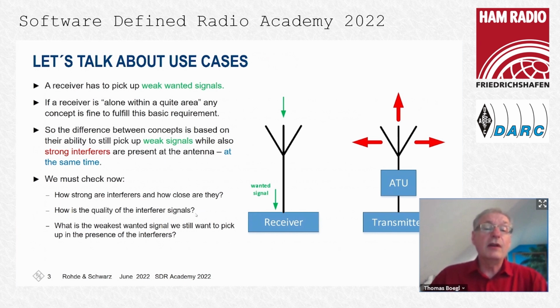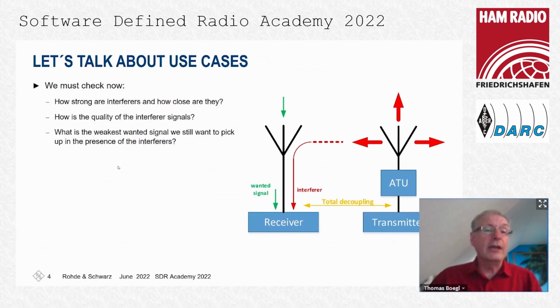And we must be aware what is the wanted signal with the minimum level we want to still be able to pick up in the presence of an interferer. So we have the interferer here, and the interferer signal is falling into the receiver antenna, into the receiver front end, in parallel to the wanted signal. So we have to look at the total decoupling between the transmitter output and the receiver input to get an impression of how the use case will combine interferers and wanted signals at the end.